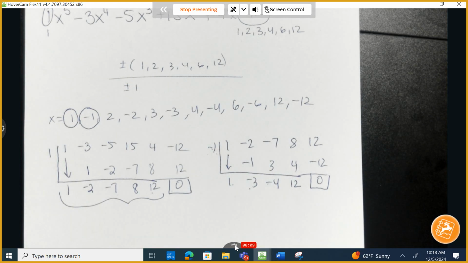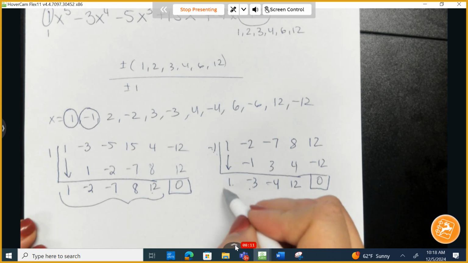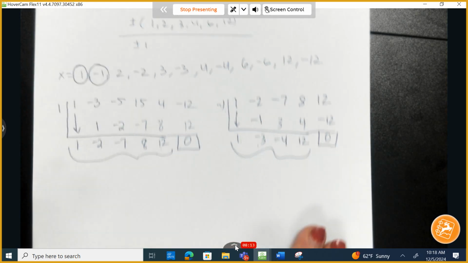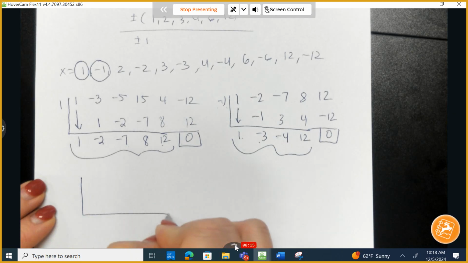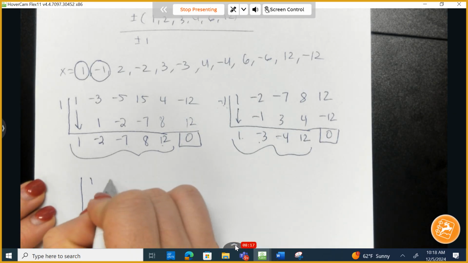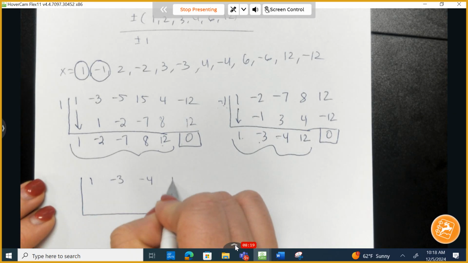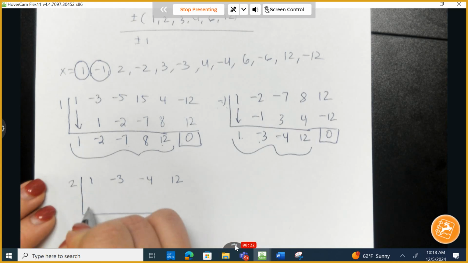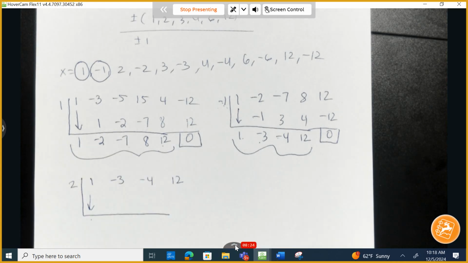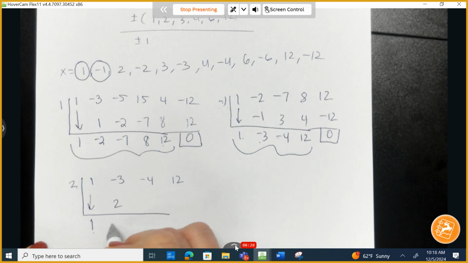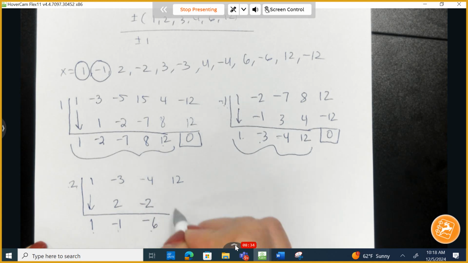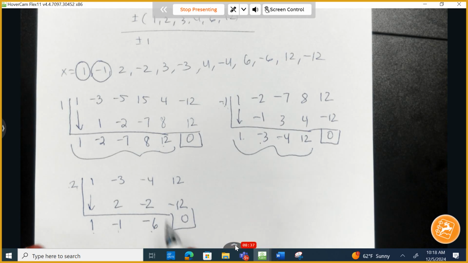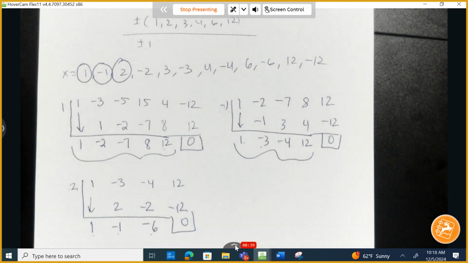Anything that can help us do less work or a shortcut is to our advantage. So now I'm going to use these 4 numbers. Why am I doing that? Because it worked. 1, negative 3, negative 4, and 12. Let's now test 2. I drop down 1. I'm multiplying to get 2, adding down to get negative 1. Multiplying to get negative 2, adding down to get negative 6. Multiplying to get negative 12, and it works. So 2 actually works as well.